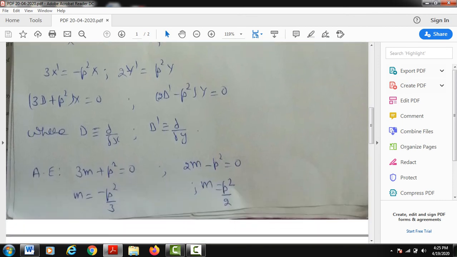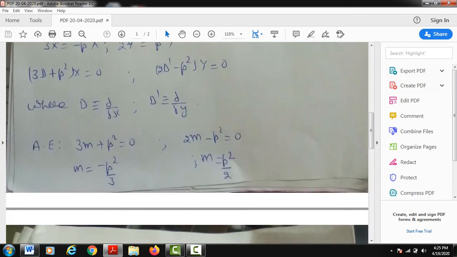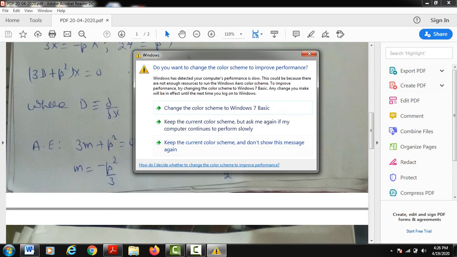Okay. Now I will write the auxiliary equation. Now you can see, students, these are homogeneous differential equations. So the complete solution is given by only the complementary function. It will not involve any particular integral. Now to write the complementary function, I first require the auxiliary equation. And how to write the auxiliary equation? I will just replace the partial differential operator, whether D or D', with m. So for X I have 3m + p² = 0, and for Y I have 2m - p² = 0 as the auxiliary equation.